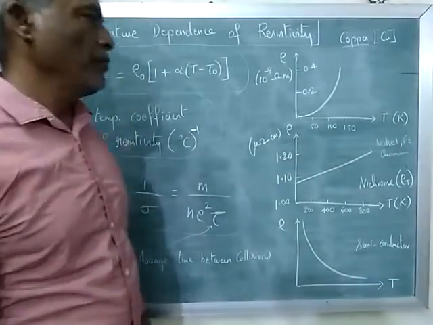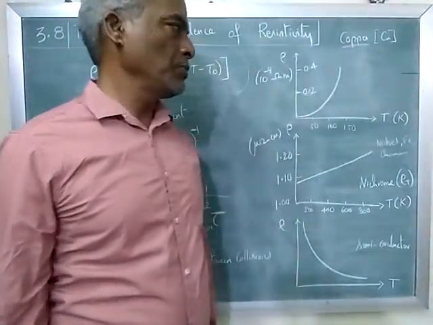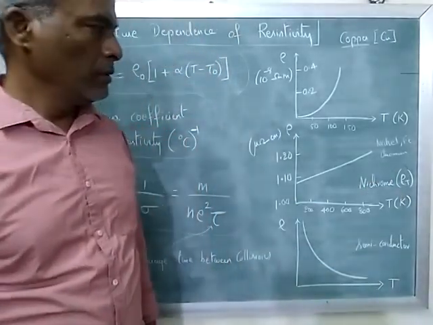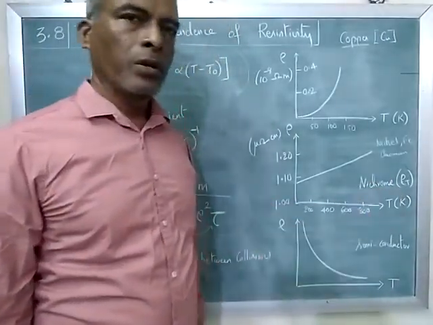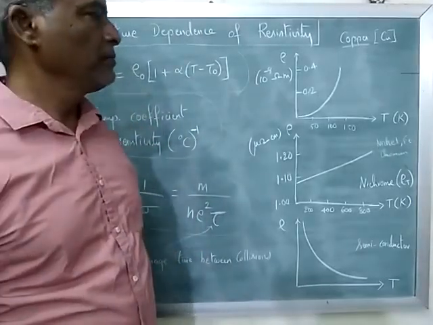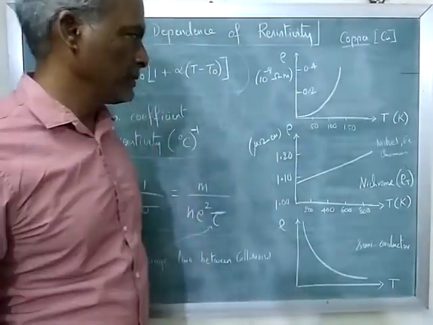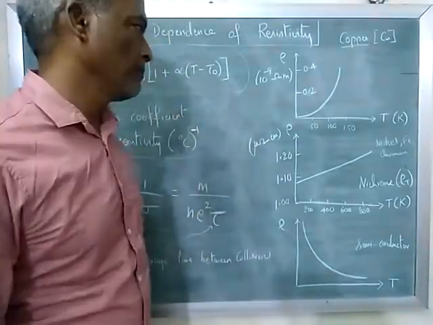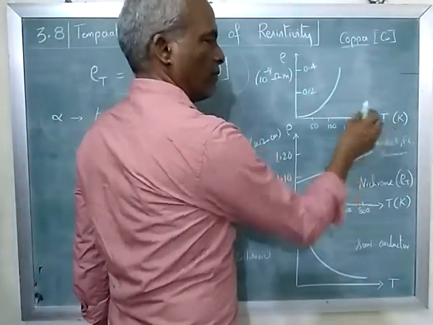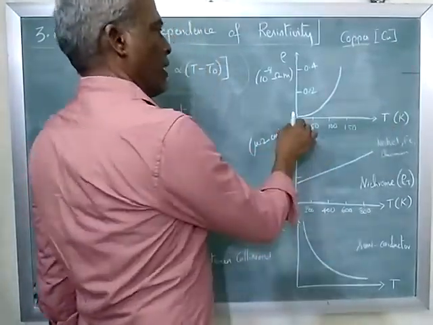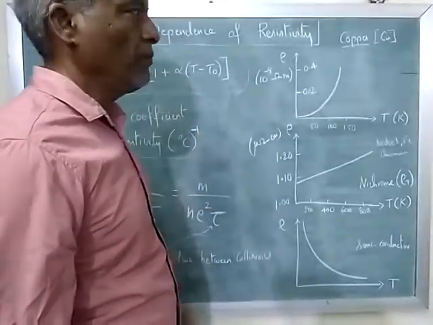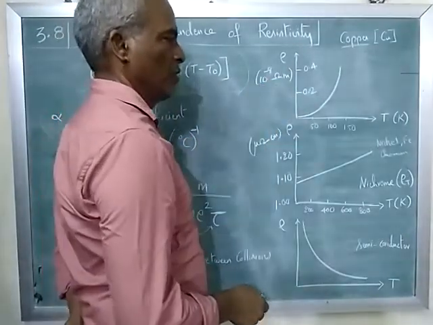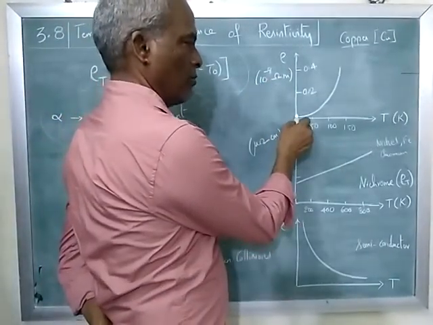Now we will see what happens to the resistivity for copper, for nickel, nichrome, manganese, constantan, and then for semiconductors. First we will take copper. We know that copper is a very good conductor. So on the x-axis we have temperature in Kelvin, and the y-axis is resistivity. For the conductor copper, 10 power minus 8 ohm meter. If you carefully see, this is 0, but slightly above 0 it starts.